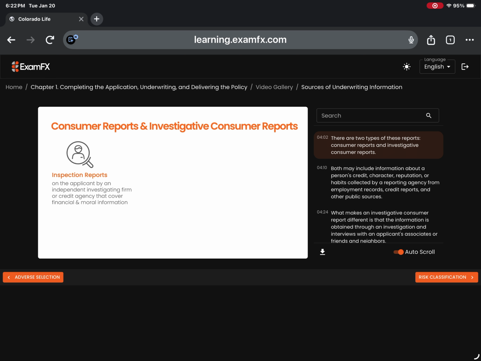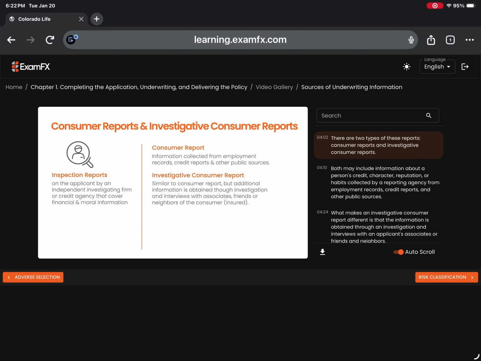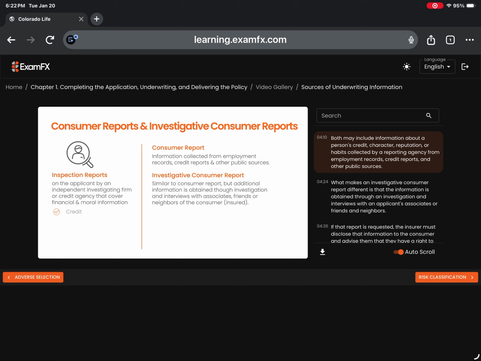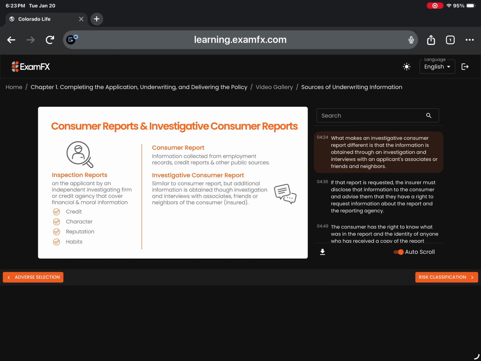There are two types of these reports: consumer reports and investigative consumer reports. Both may include information about a person's credit, character, reputation, or habits collected by a reporting agency from employment records, credit reports, and other public sources. What makes an investigative consumer report different is that the information is obtained through an investigation and interviews with an applicant's associates or friends and neighbors.